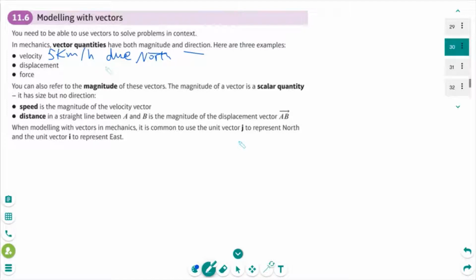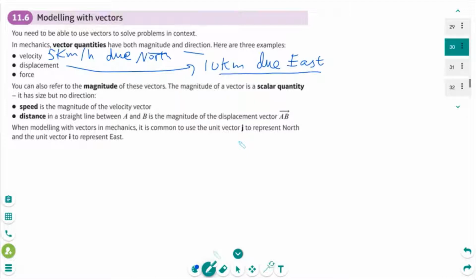Displacement, I could say 10 kilometers due east. So that has a magnitude and a direction, so that is a vector quantity. It's like a distance with a direction.